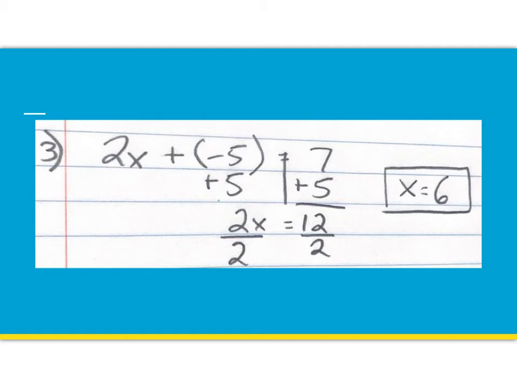We get rid of that by adding 5. That would give me 0. Negative 5 plus 5 is 0. So to keep it balanced on our scale, we have to add 5 to the other side. So 7 plus 5 would be 12. And we are going to carry down the 2x. And 2x equals 12. So the opposite of multiplication would be division. Divide each side by 2. 12 divided by 2 gives us 6.